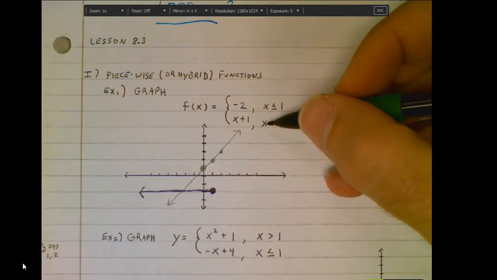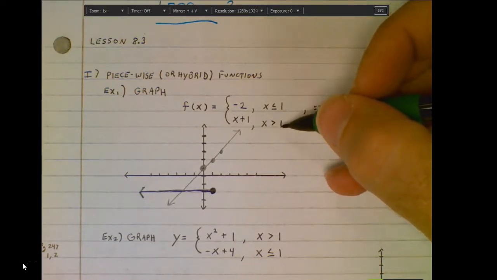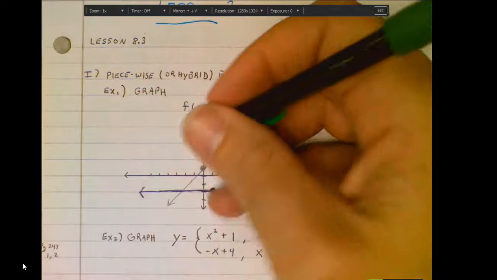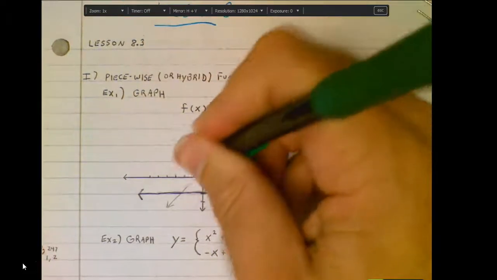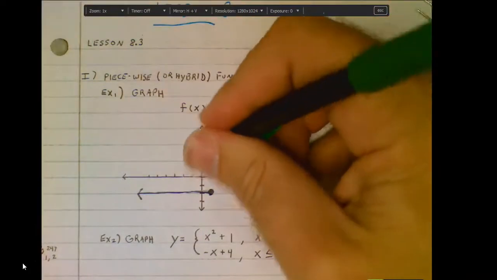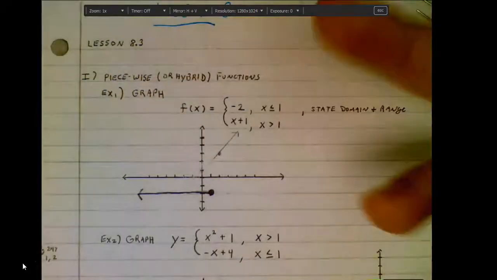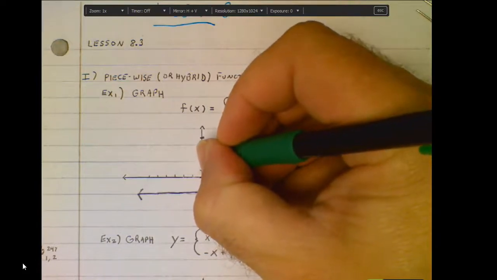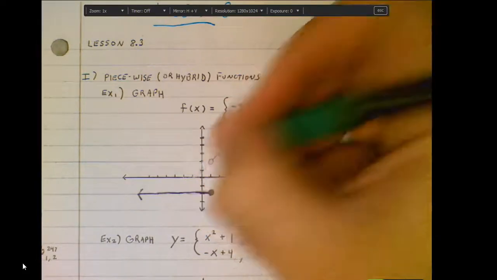And this says I can only use the x's that are greater than 1. So I can only go from here to the right because it says x is greater than 1. And you'll notice that on this one, it doesn't say or equal to. It just says greater than 1, which means we're not including 1. So to show that, we're going to leave it as an open circle.